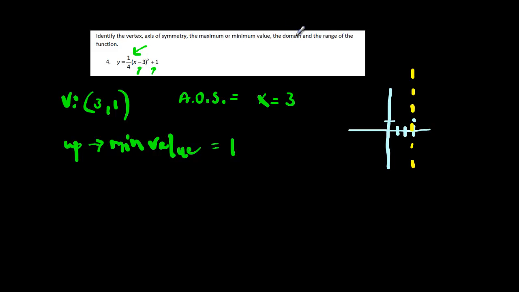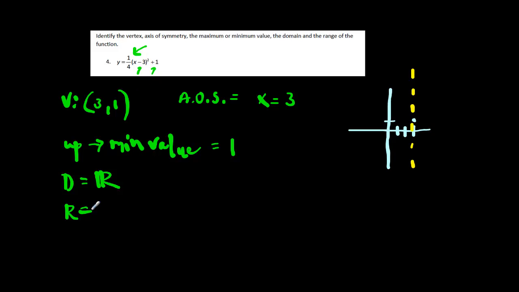The domain of any parabola opening up or down is very easy. It's the set of all real values, because you can plug in anything for this equation here, and you're going to get something out of it. You're in no danger of dividing by 0 or taking a square root of a negative.